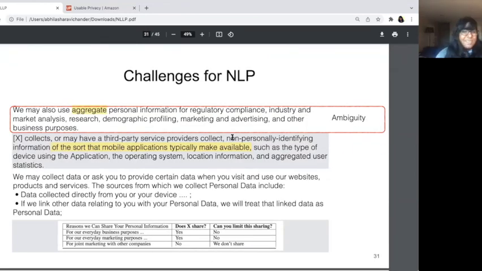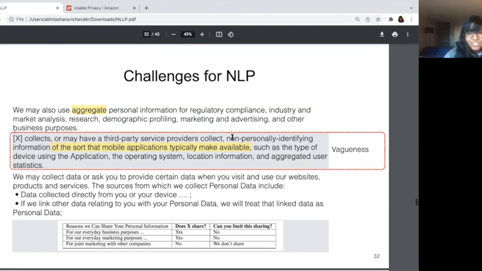So privacy policy language is complex. We see a lot of ambiguous and vague language. For example, this policy says the entity will collect non-personally identifying information of the sort that mobile applications typically make available. So it's kind of up in the air what information types would probably be under this definition and what would not.